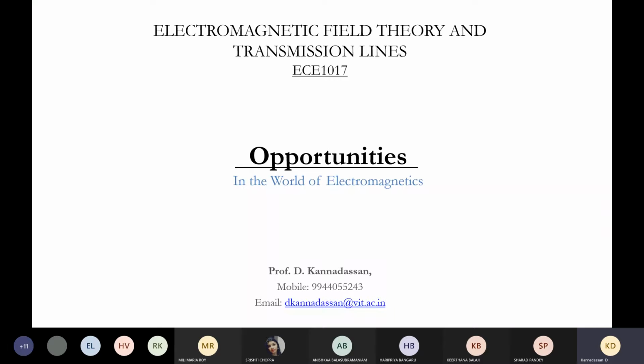And today we are going to discuss the mathematics of the course. That is, what are the mathematical aspects involved in that. So before that, I would like to give some idea about what are the opportunities, particularly job opportunities available in the field of electromagnetics. So this electromagnetics, the moment you think about it, you should think about the electromagnetic field.